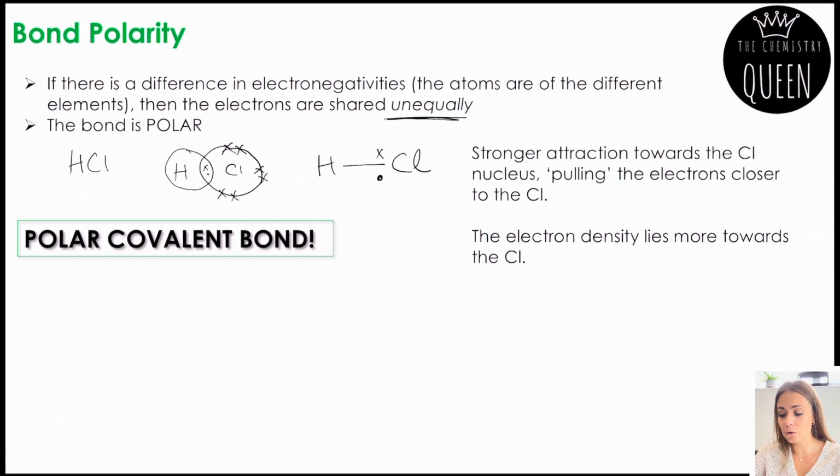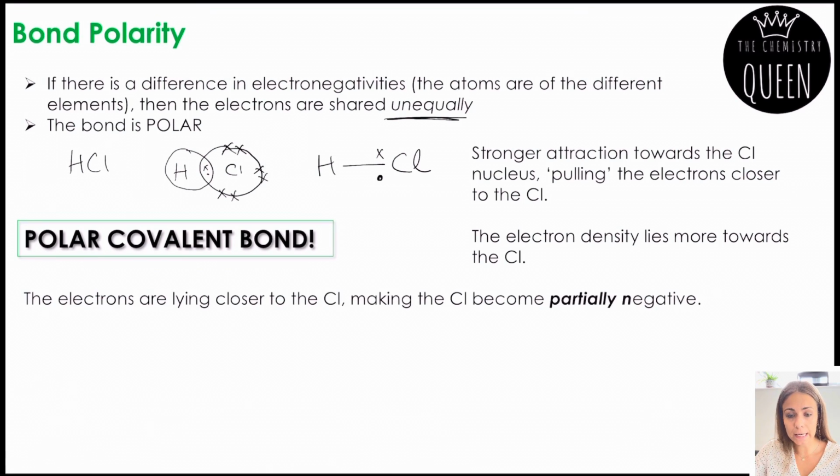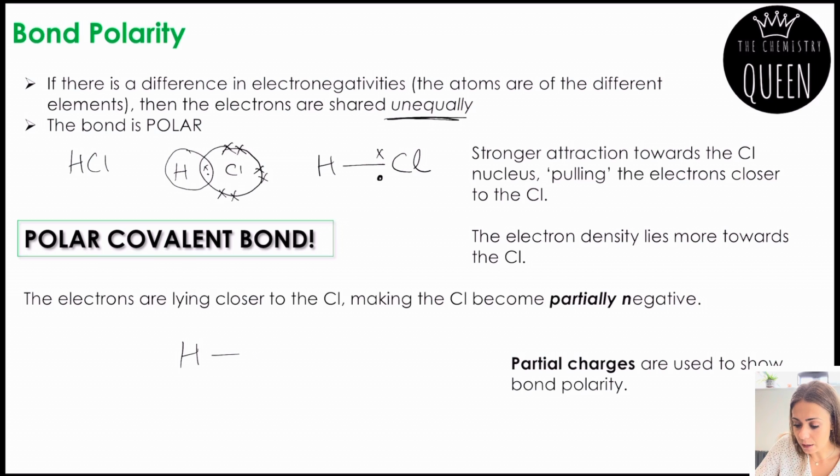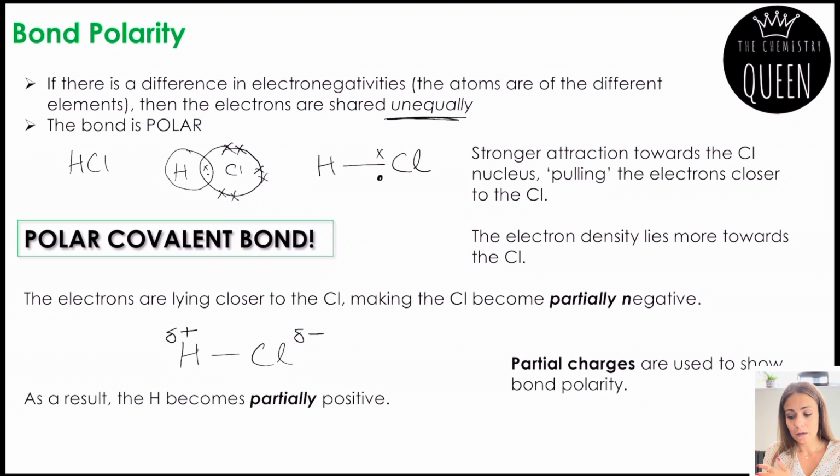Because the electrons are lying closer to the chlorine, the chlorine becomes partially negative, because electrons have a negative charge. And to demonstrate that the bond is polar, we use something called partial charges. If I was to draw the displayed formula of HCl again, knowing that the chlorine is more electronegative and the electrons lie more towards the chlorine, we would say that the chlorine is delta negative. We use the little symbol delta and a little negative charge to show that. And we say that the hydrogen is now delta positive, or slightly positive, because the electrons are being pulled away from the hydrogen, leaving the hydrogen slightly positively charged.